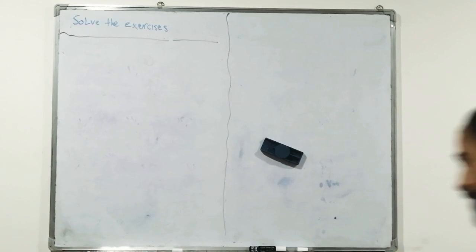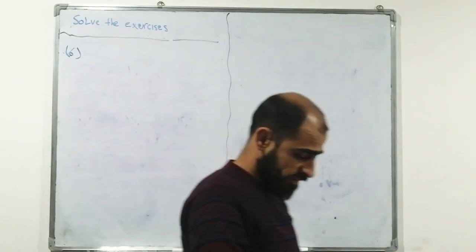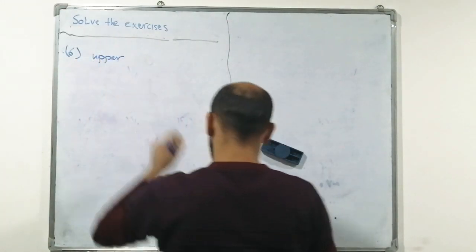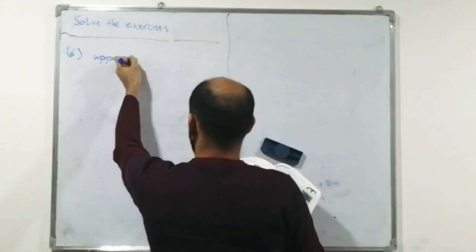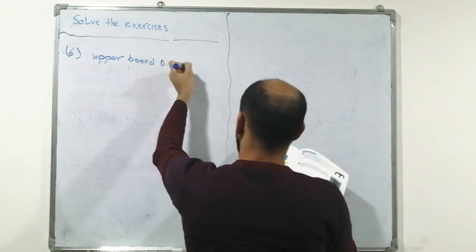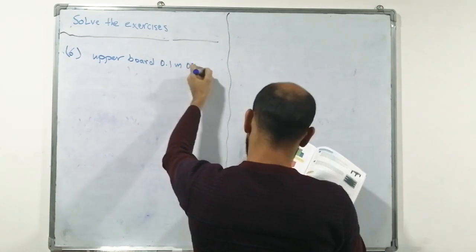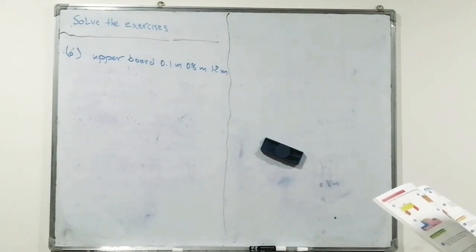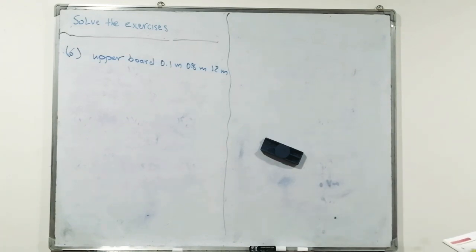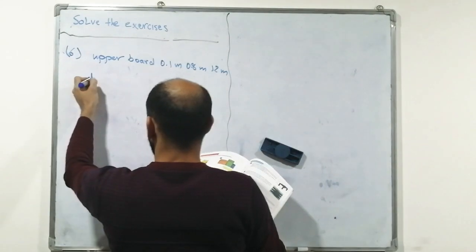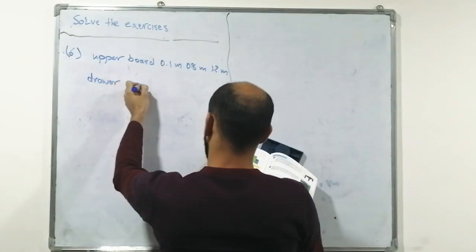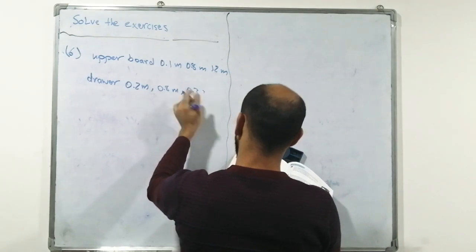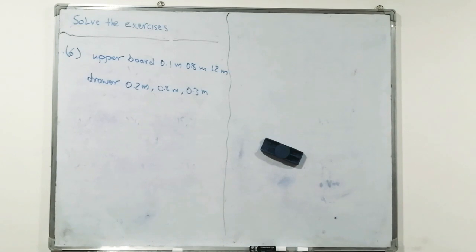Now in question number 6, we have the dimension of the upper board of a table. We have a table. The dimension of the upper board is 0.1 meter and 0.8 and 1.2 meter. And the dimension of each drawer of the six drawers are 0.2 meter and 0.8 and 0.3. Calculate the total volume of the table.